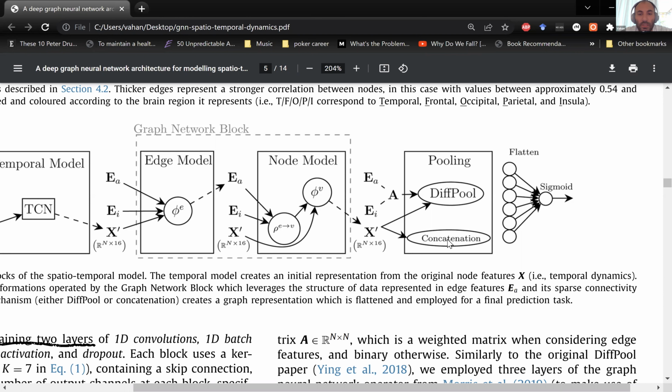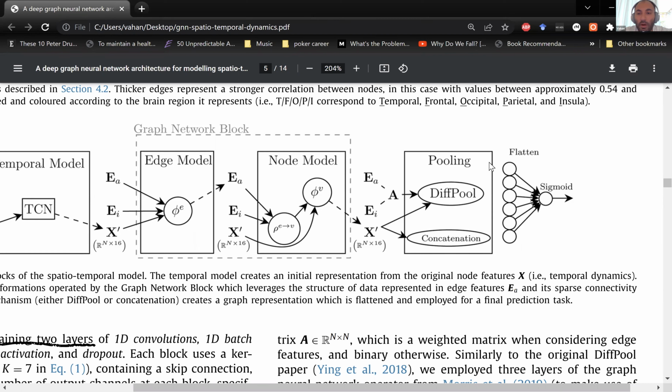Concatenation is simple. You just put all node representations after each other, creating one large representation for the graph. Obviously, this has lots of limitations. In this case, it works because all our graphs have the same number of nodes, as I said at the beginning. Yeah. We look into the details of differential pooling also.